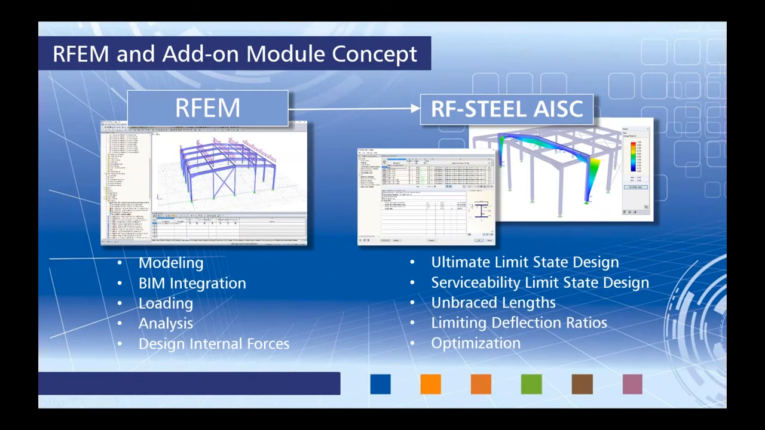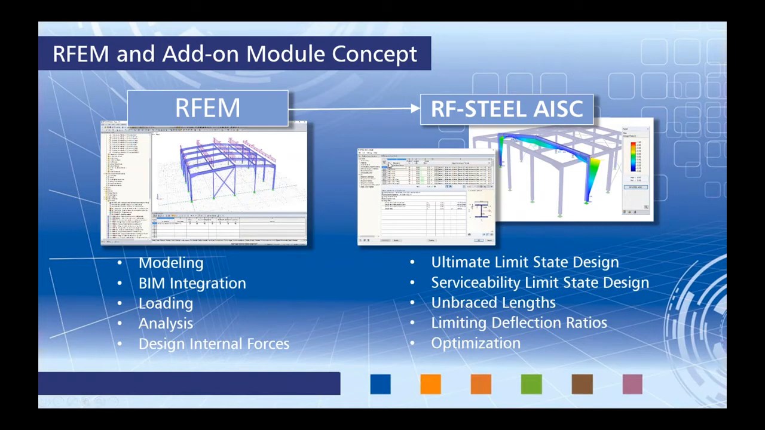So for those of you who are not familiar with our program, RFEM is the main program. This is where we're going to be doing all of our modeling. We integrate with other BIM software such as Revit, Tekla, AutoCAD. You'll load your structure here and you'll also address load combinations according to a particular standard. And you can run a full analysis. So therefore, you're going to get any of your design internal forces directly from RFEM. This includes things like stresses, internal forces, deformations, support reactions. And from here, we'll actually take these design internal forces and bring them into our add-on module, RF-STEEL AISC.